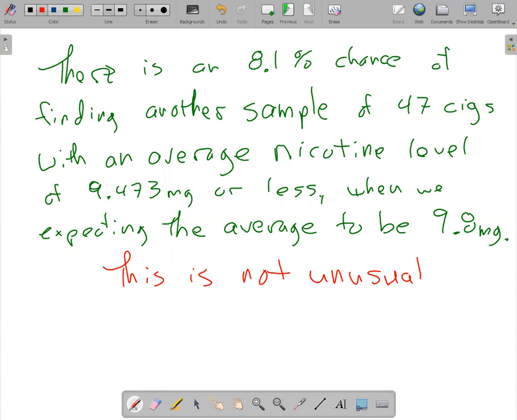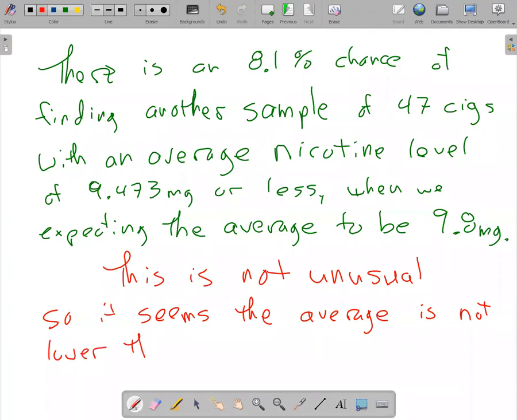It's not unusual, so it seems the average is really not lower than 9.8 milligrams. This is not compelling evidence, okay? So I'd say, hey, you guys didn't do a good job of lowering the nicotine level. We think it's still about 9.8 based on this sample. This is a good random sample. So you guys better go back and figure out how to lower the nicotine if you really want to make your cigarettes less addictive and less dangerous.